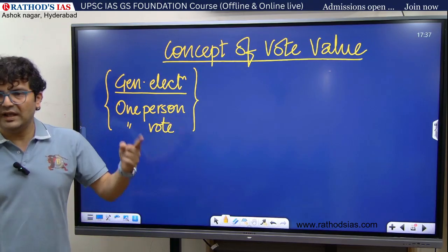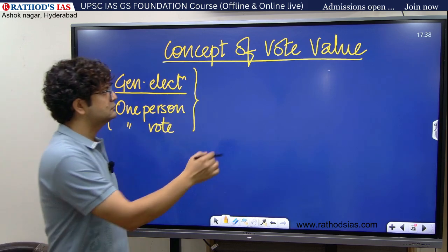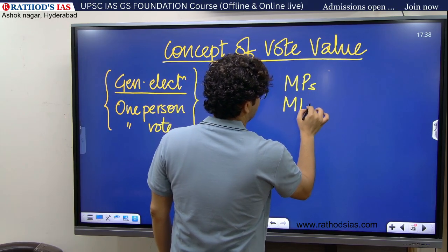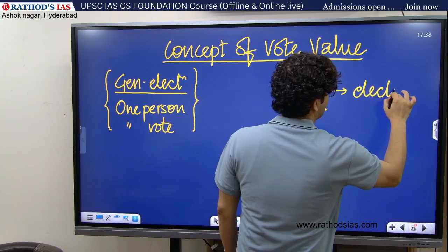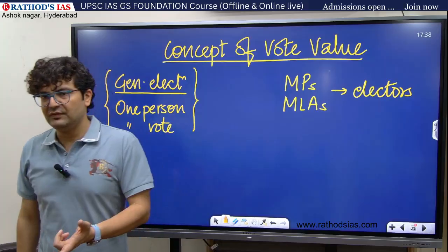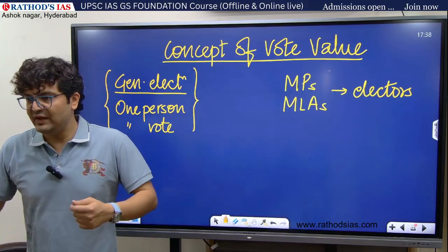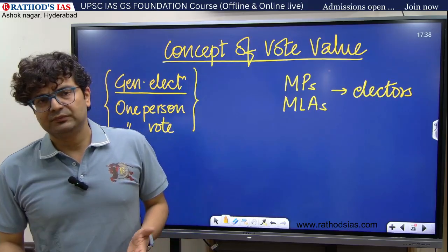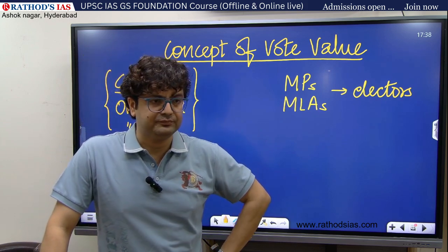But in this election, who are the electors? Who are the voters? MPs as well as MLAs. These are the electors. Now MPs and MLAs don't just represent themselves. They represent the entire constituency from where they have been elected. Yes or no? Now think and tell me, which person represents a larger group of people, MP or MLA?